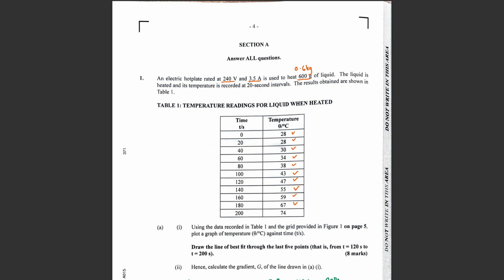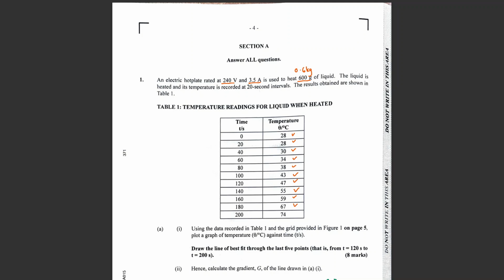Using the data recorded in Table 1 and the grid provided in Figure 1 on page 5, plot a graph of temperature in degrees Celsius against time in seconds. Then it says to draw the line of best fit through the last 5 points, that is from 120 seconds to 200 seconds, and this is 8 points.